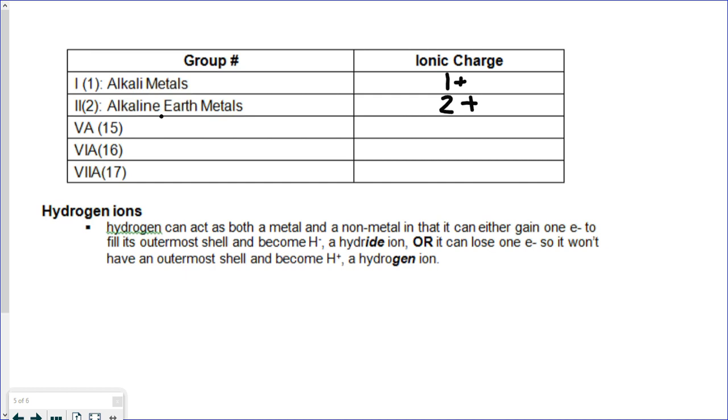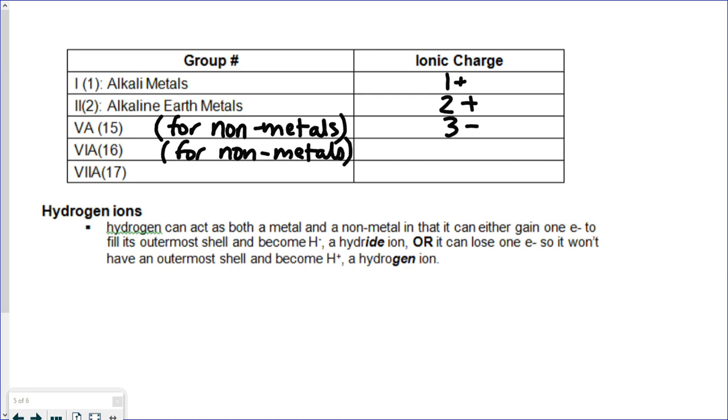So for this, I'm going to write that for non-metals. Our non-metals, the things above the staircase in group 15, would be nitrogen, phosphorus, and arsenic. Those form a 3- charge.